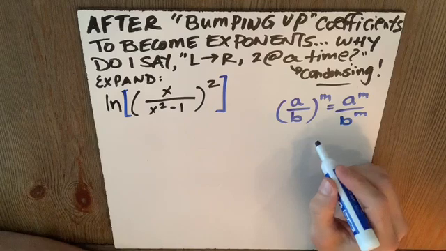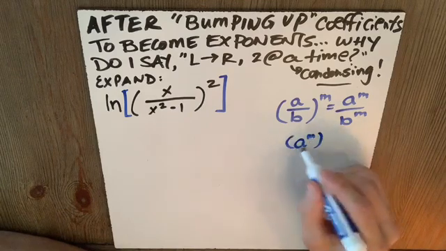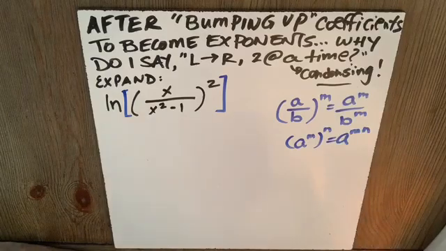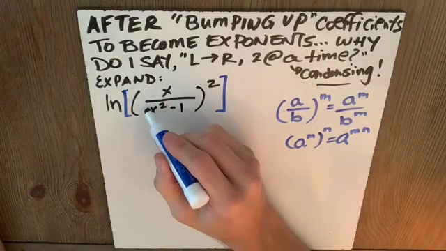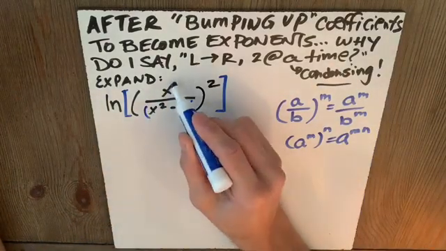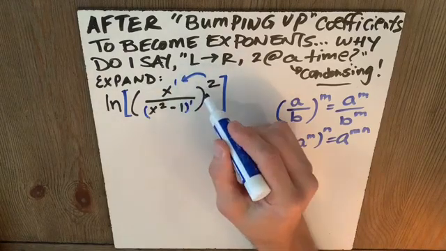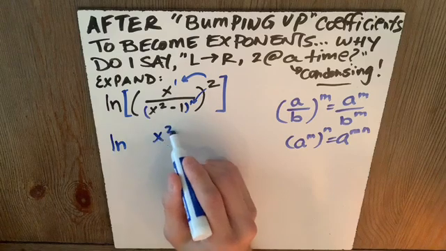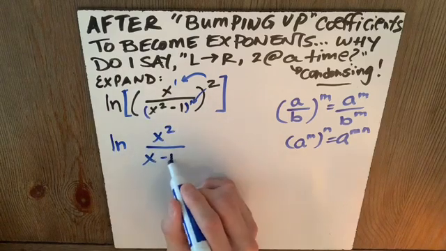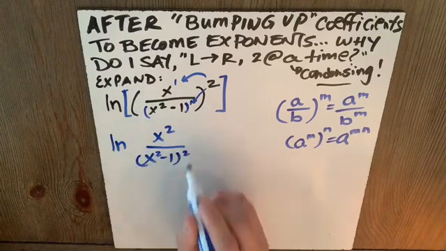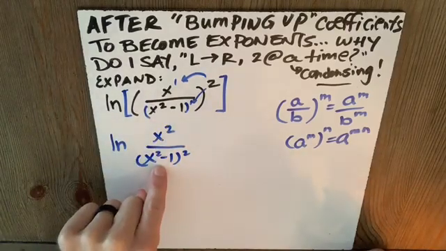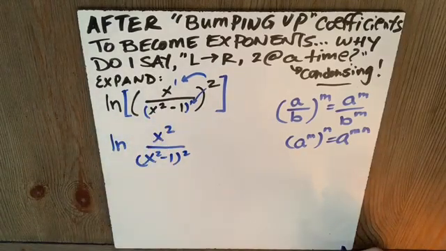I also know that (a to the m) to the n is a to the mn. I've got to be really good at my rules of exponents. So this is x squared minus 1 to the first, and this is to the first. So I'm going to multiply and multiply to give me natural log of x squared over (x squared minus 1) squared. I'm taking whatever's down here and multiplying it by itself. So that's the first thing we have to get right.